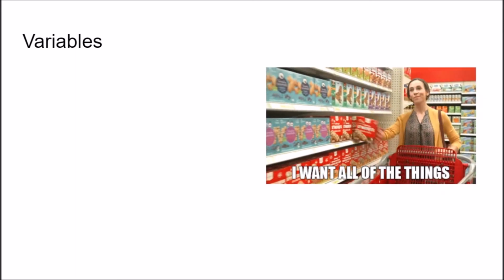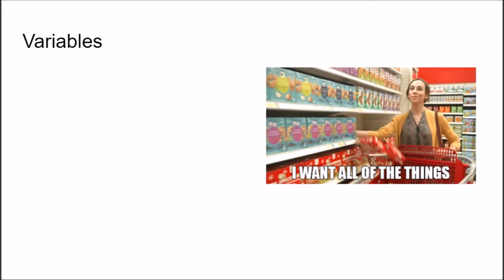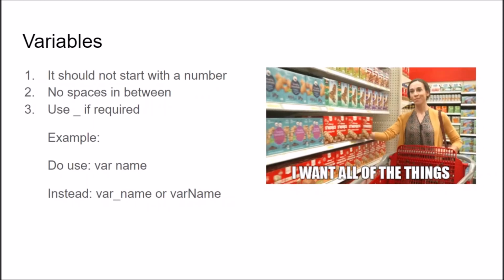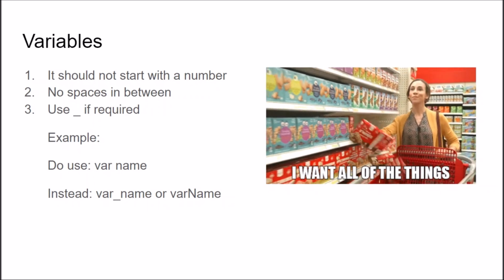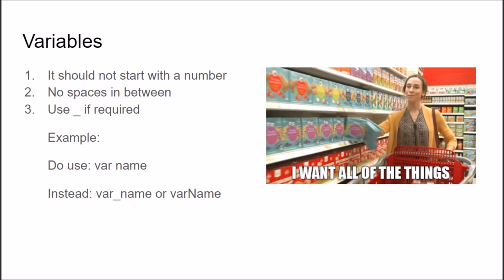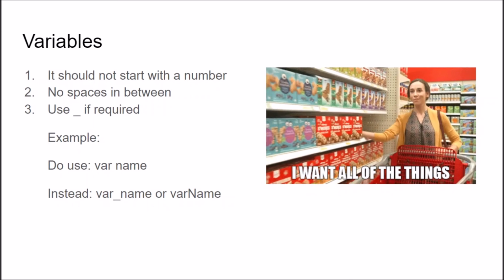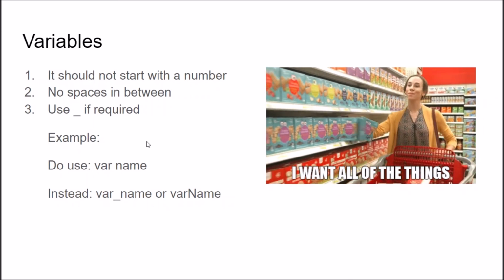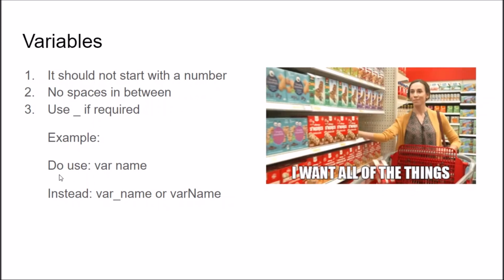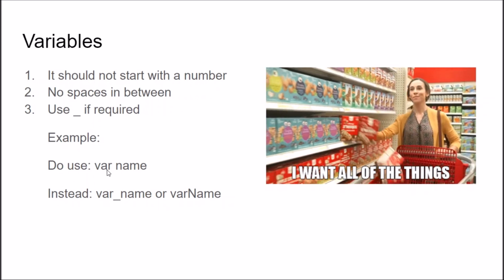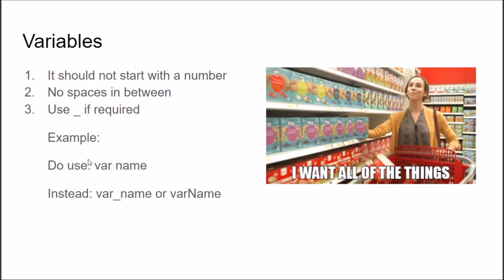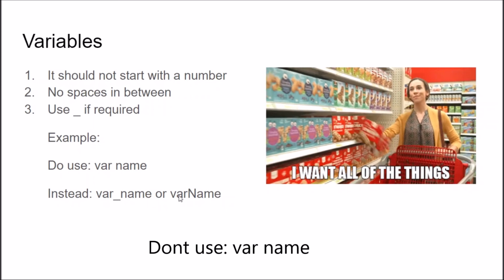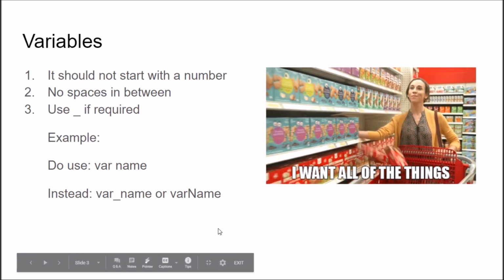Next, we understood about variables. A variable is just like a box in which you will collect things. A few rules about variables: it should not start with a number. It should not have any spaces in between. If you want to add a space, use an underscore instead. It should also not have special characters like percentage or slash or something like that. So I've made it quite simple for you to understand. Instead of using var name, you can use var underscore name or varName.